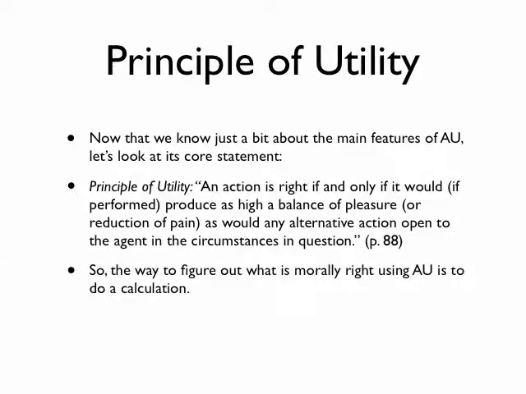So, the way to figure out what is morally right using act utilitarianism is to do a calculation. For example, if you were deciding whether to give to charity, you would figure out how much pleasure your $5 could bring you, say if you bought a drink at Starbucks, as compared to how much pleasure your $5 could bring someone in need who might use it to buy the only food they got that day.